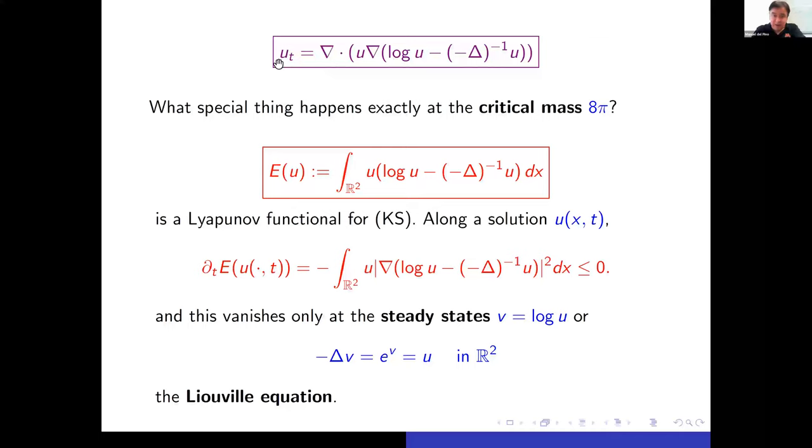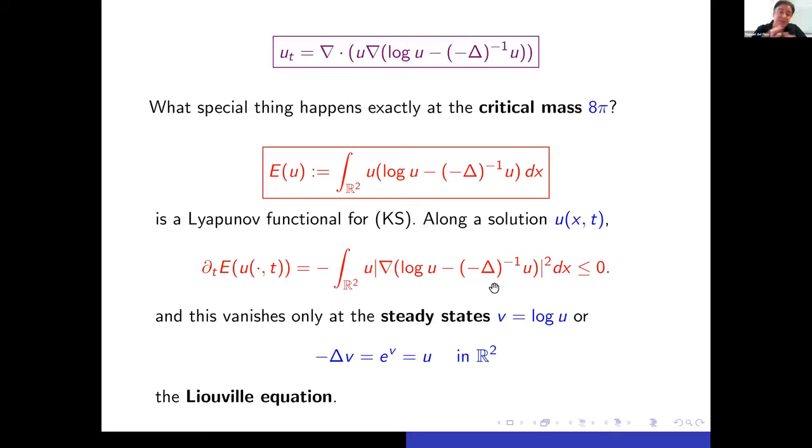The equation you can write in divergence form, and it looks like this. So Laplacian inverse, by Laplacian inverse, I always mean Newtonian potential. If I define this functional, which in the case of the heat equation is usually called entropy, this entropy functional turns out to be a Lyapunov functional for the Keller-Segel equation, in the sense that it is decreasing, in fact strictly decreasing, along non-trivial, I mean non-constant, trajectories of the problem. In fact, you have the validity of this identity under sufficient regularity, decay and so on.